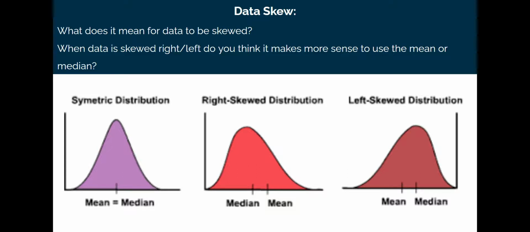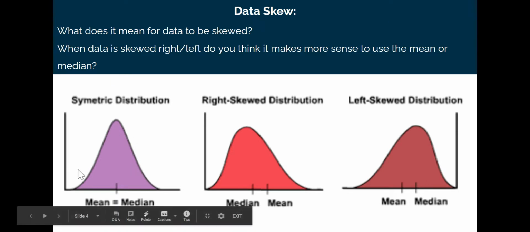Hey everybody, so today we are going to be talking about skew of data and then how to choose a measure of center to best describe the data. So the first thing is how data can be skewed. For data to be skewed, it just means that it is drifting off to the right or to the left.